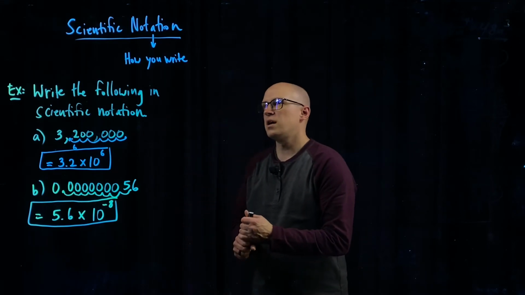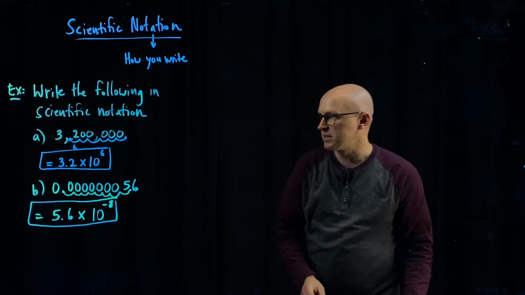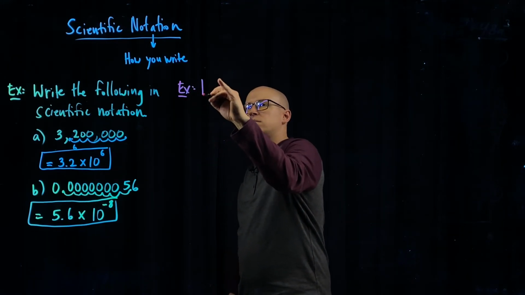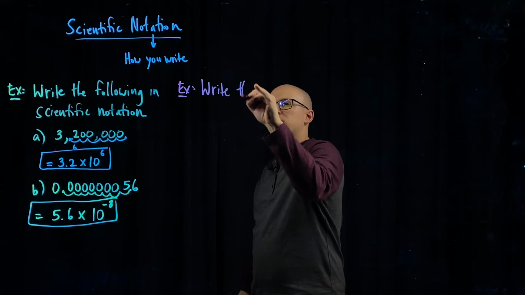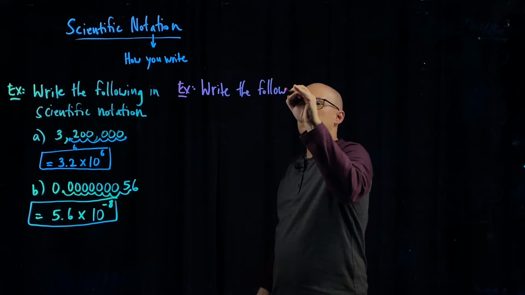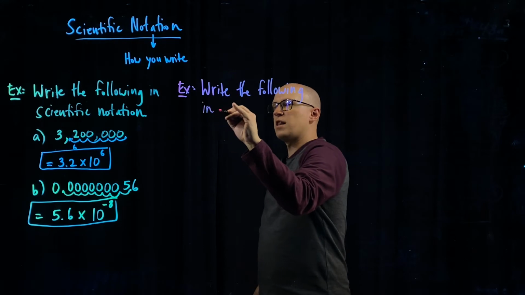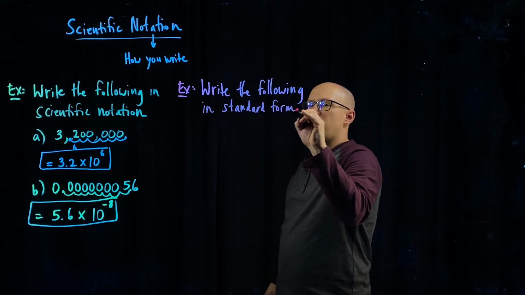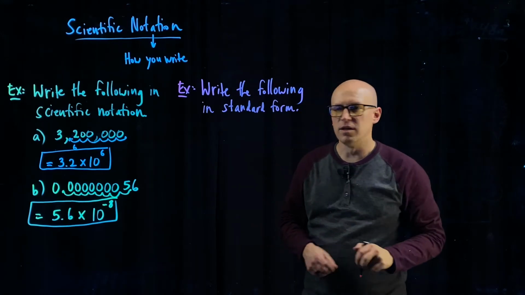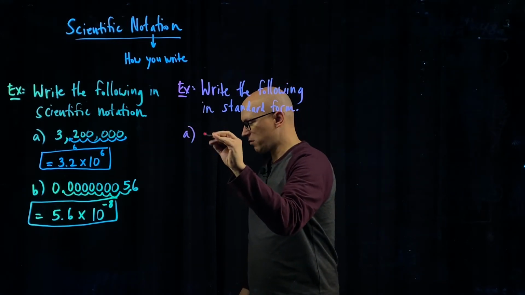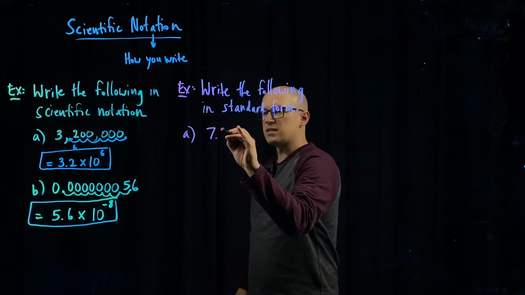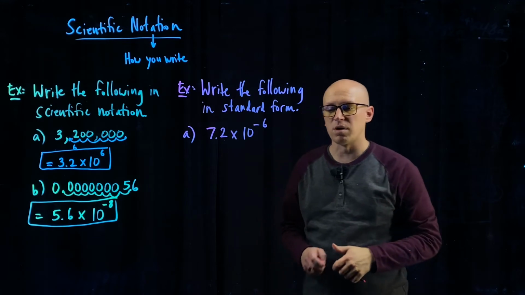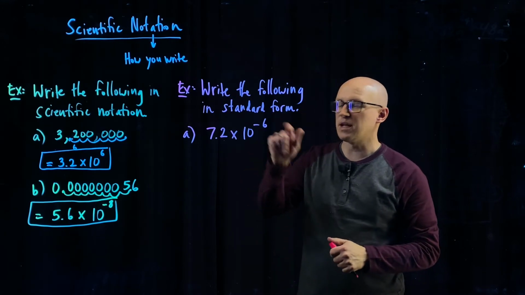All right, let's do some more examples. Let's go the opposite way. Let's write the following in standard form, and standard form is just our regular number system. This time I'm going to give you a number written in scientific notation, let's say 7.2 times 10 to the negative 6th. We're going to write this number in standard form.